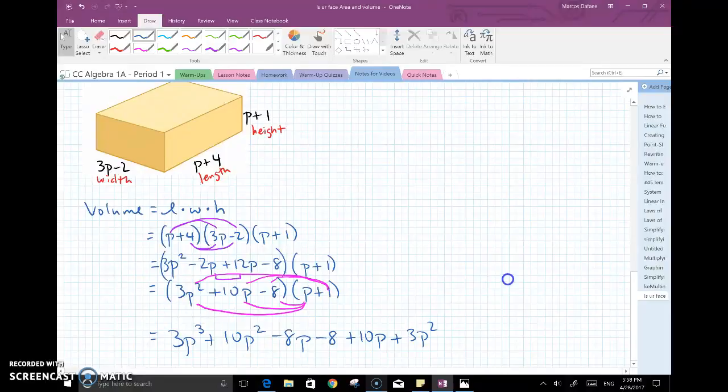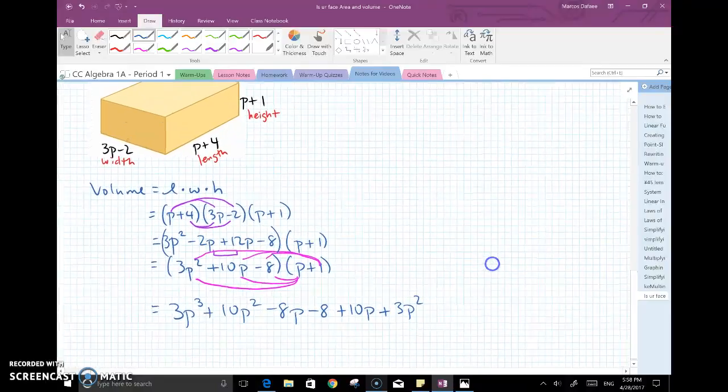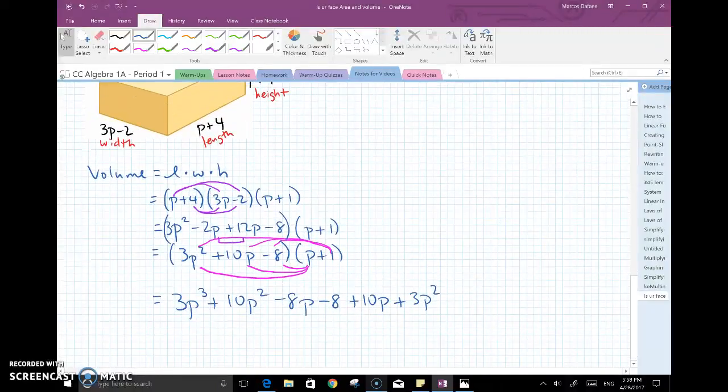Now to organize this better, what I recommend is that you draw pathways from one like term to another so that you know what's supposed to connect with what. So doing that, I'll use a different color here. I know that this will connect with this and combine. And I also know that this will connect with this and combine there. Now the ones that don't have another term to combine with are the constant right over here, which is a negative 8. Also, this 3p to the third power has no other term with which to combine.